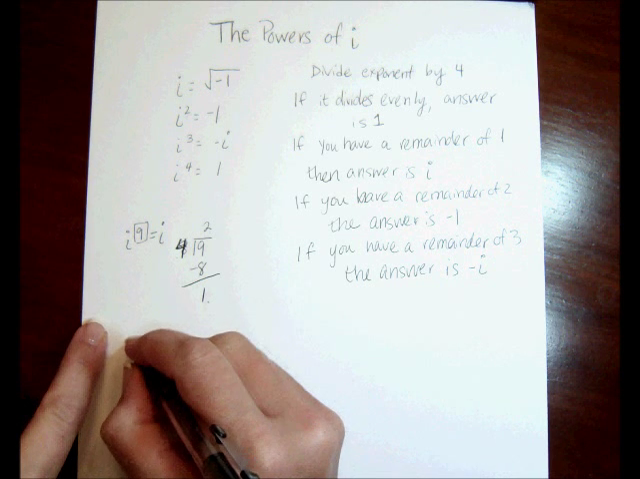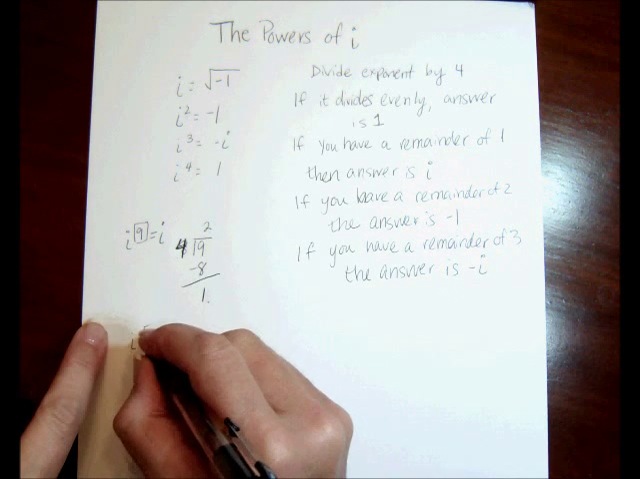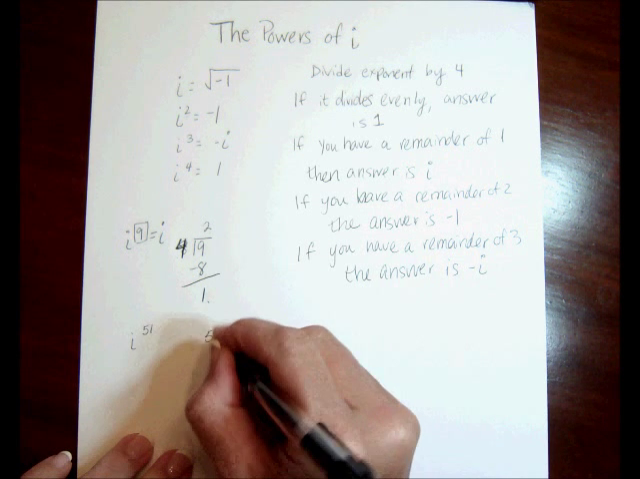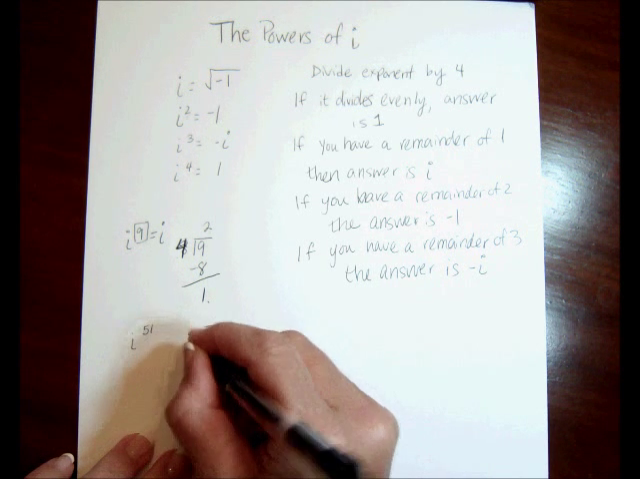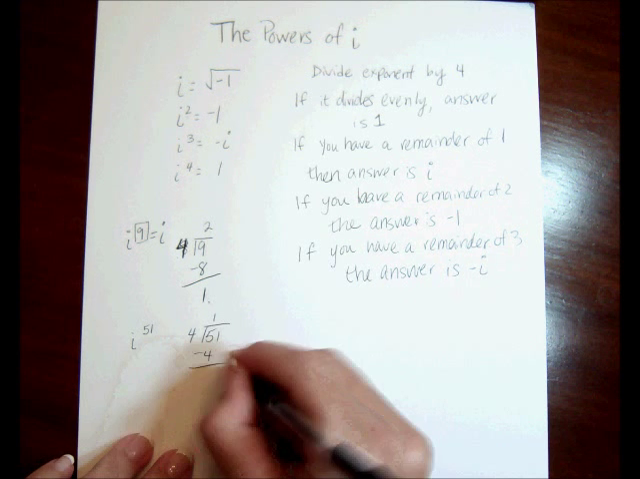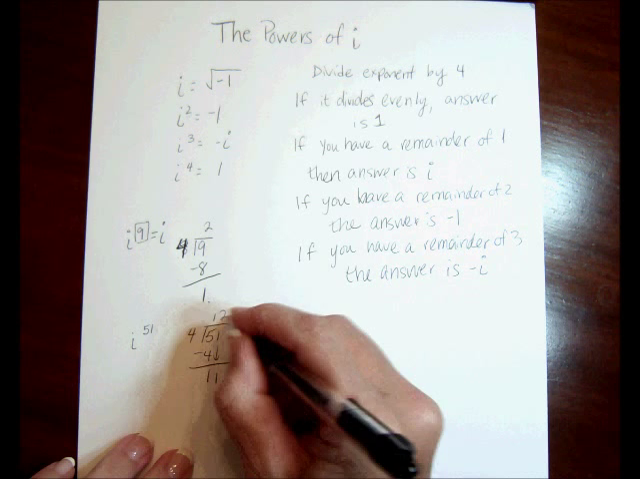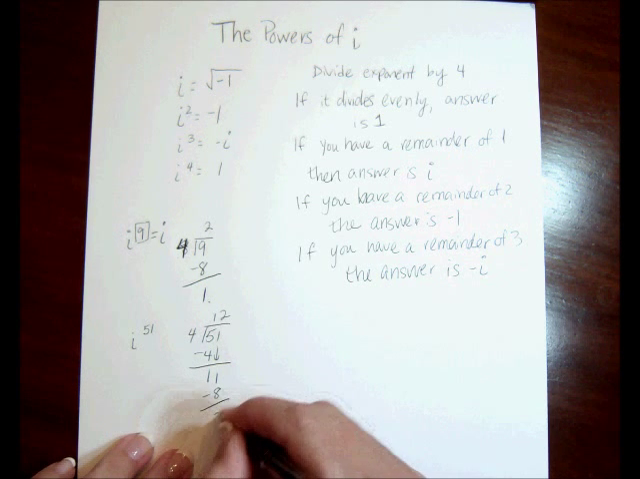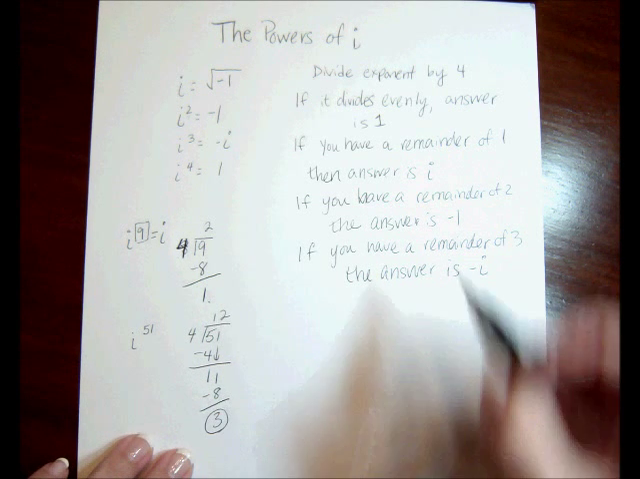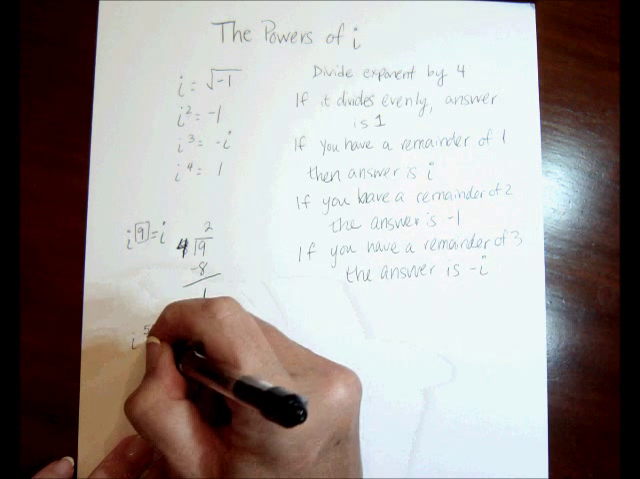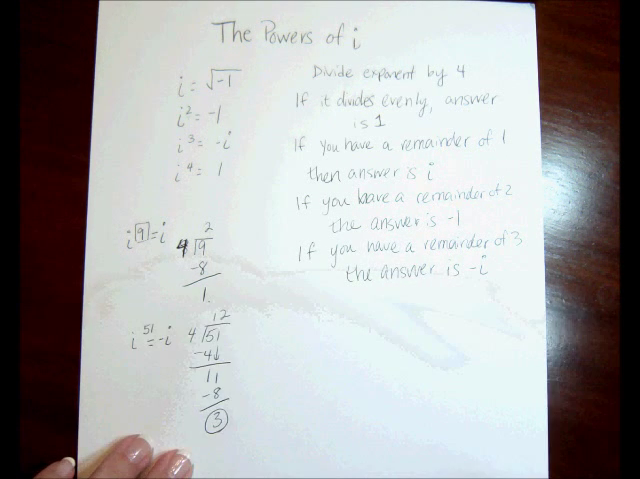Now, getting a little larger, i to the 51. I take my exponent and I divide it by 4, and that's going to go twice, -8, and I have a remainder of 3 here. And if I look over here, if you have a remainder of 3, the answer is -i. So these are things that you just have to remember.